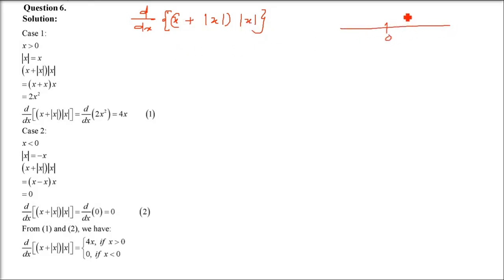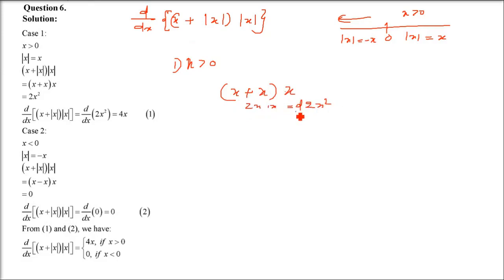So let me tell you again, this is 0. If x is greater than 0, then mod x will be positive x. When we are taking the negative side, mod x will be minus x. So first condition, when x is greater than 0, we'll put x everywhere as positive, that is, mod x will be replaced by x. So x plus x into x will be 2x into x, 2x square.